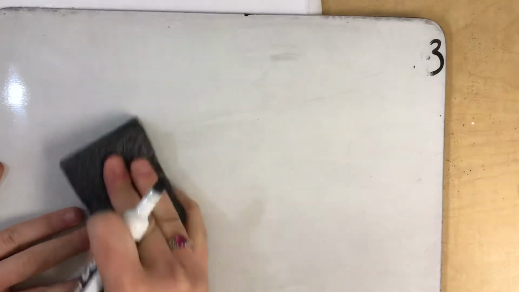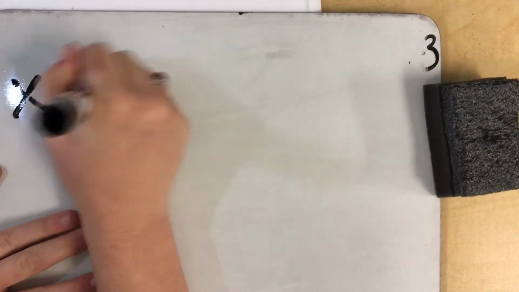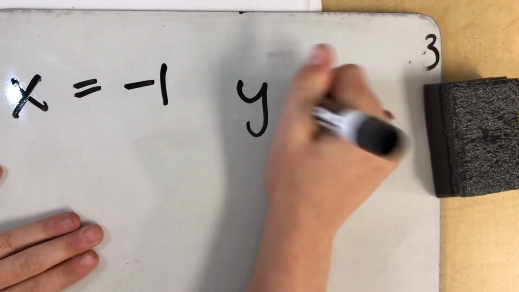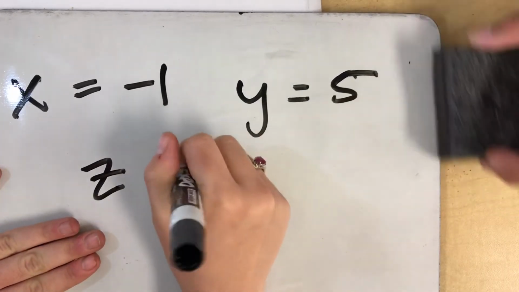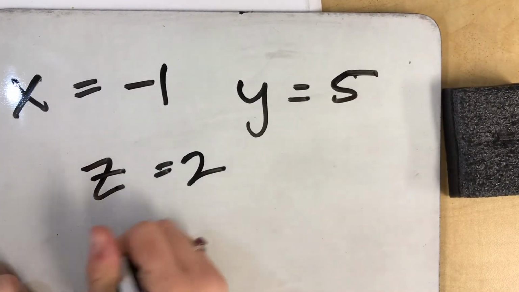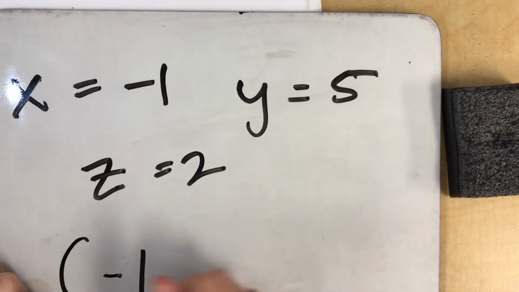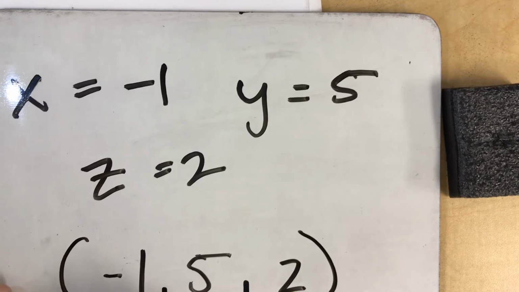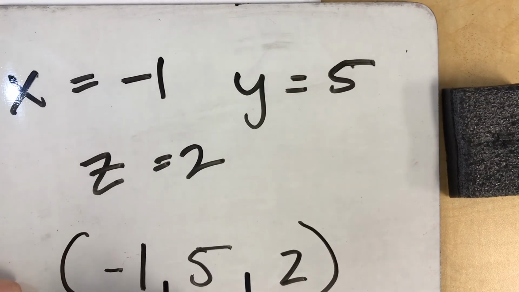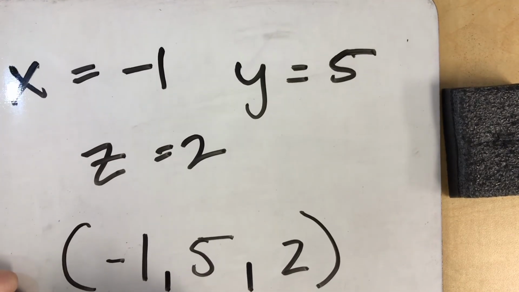The solution would be x is equal to negative 1, y is equal to 5, and z is equal to 2. It would be negative 1, 5, 2. To make sure this is the correct solution, you can plug it back into whatever equation you want and you should come out with the same answer.